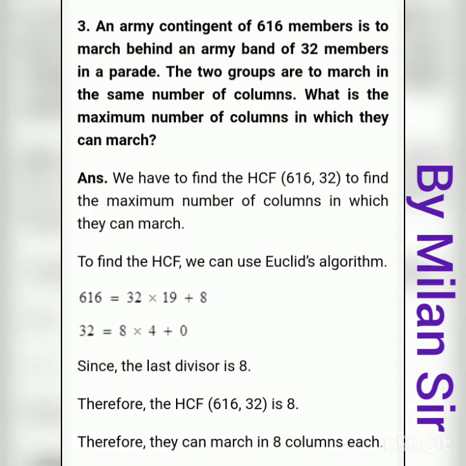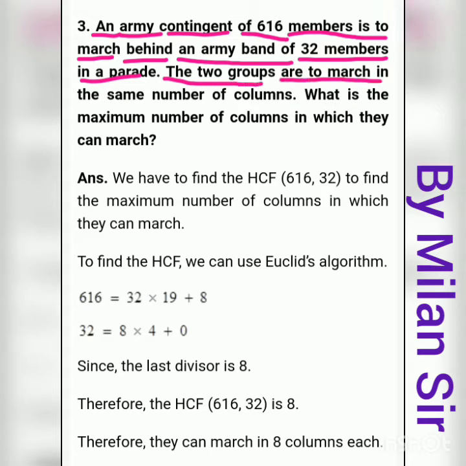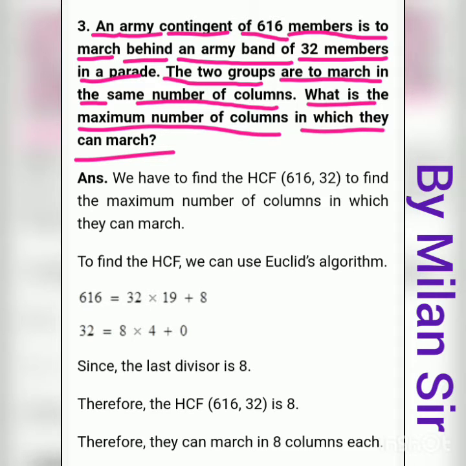In the previous video we learned up to question number 1 and question number 2. So now we will start question number 3. First of all, read this question. Question number 3. An army contingent of 616 members is to march behind an army band of 32 members in a parade. The two groups are to march in the same number of columns. What is the maximum number of columns in which they can march?